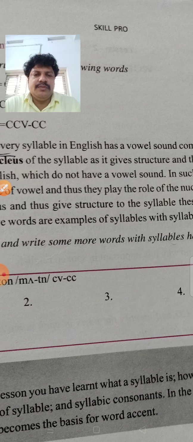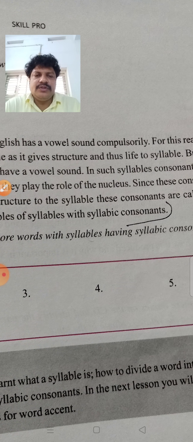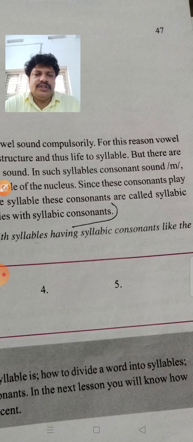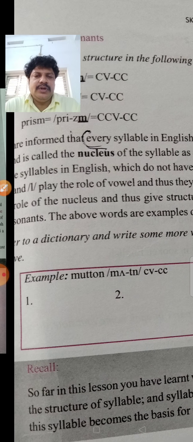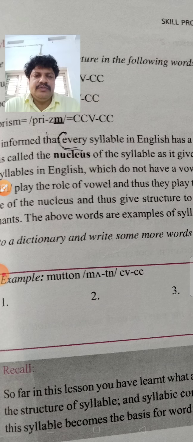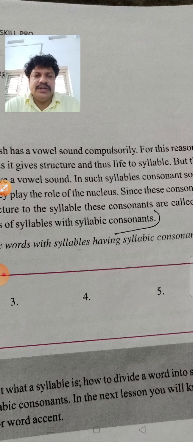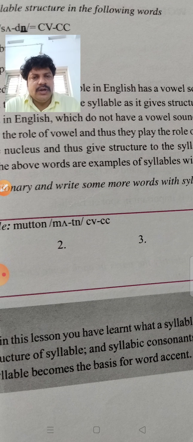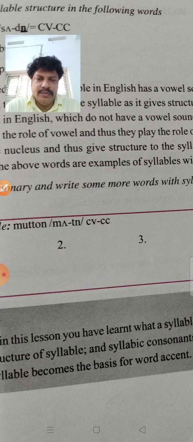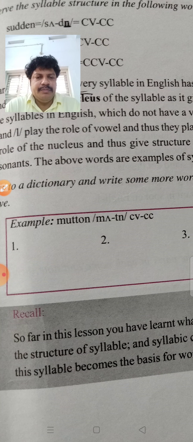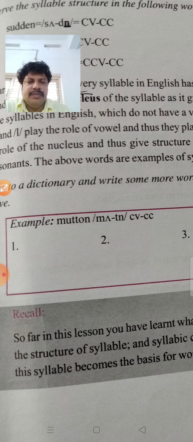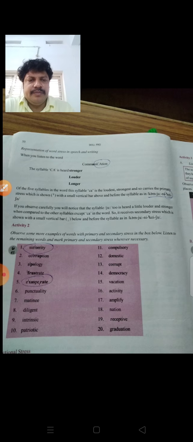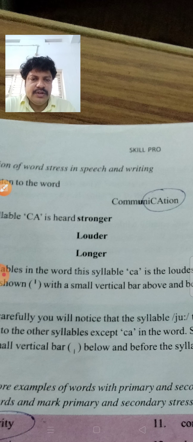Some syllables are there without a vowel sound also. In such syllables, the consonants M, N, L play the role of the vowel, and thus they play the role of nucleus. Some semi-vowels or some consonants also make syllables. In the same way, "mutton" is there. In this word "mutton": consonant, vowel, consonant, consonant.